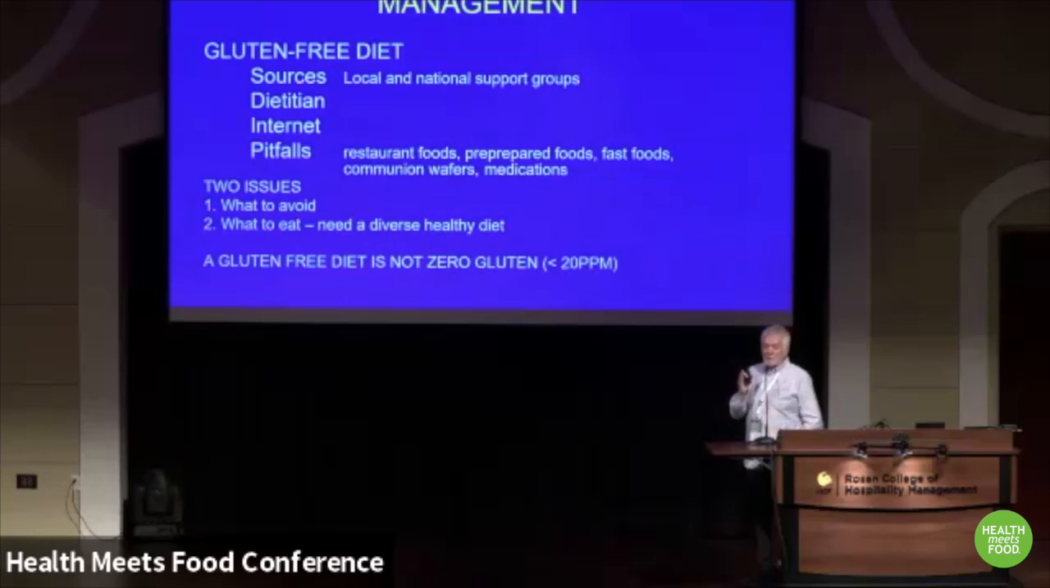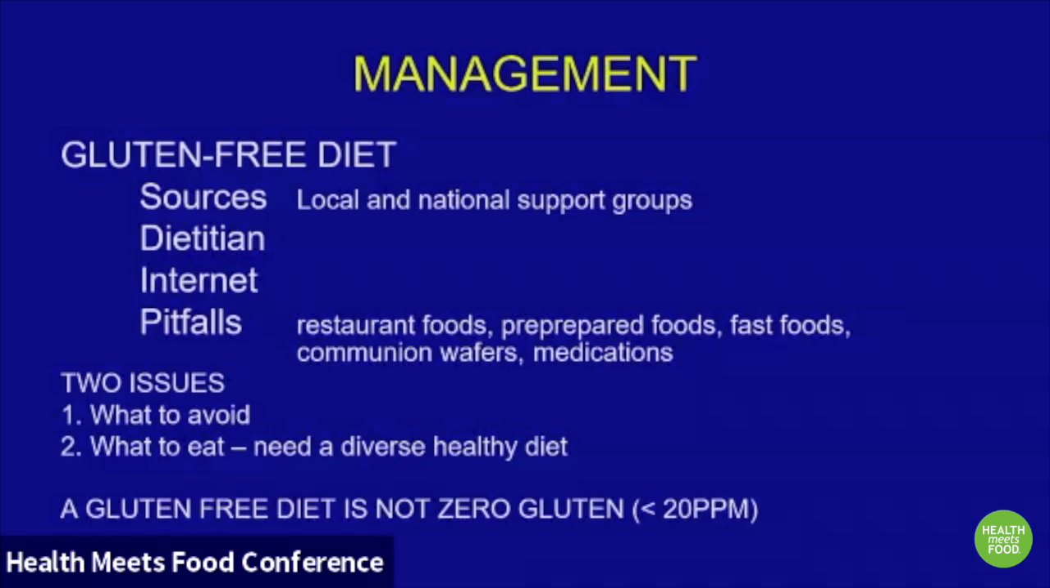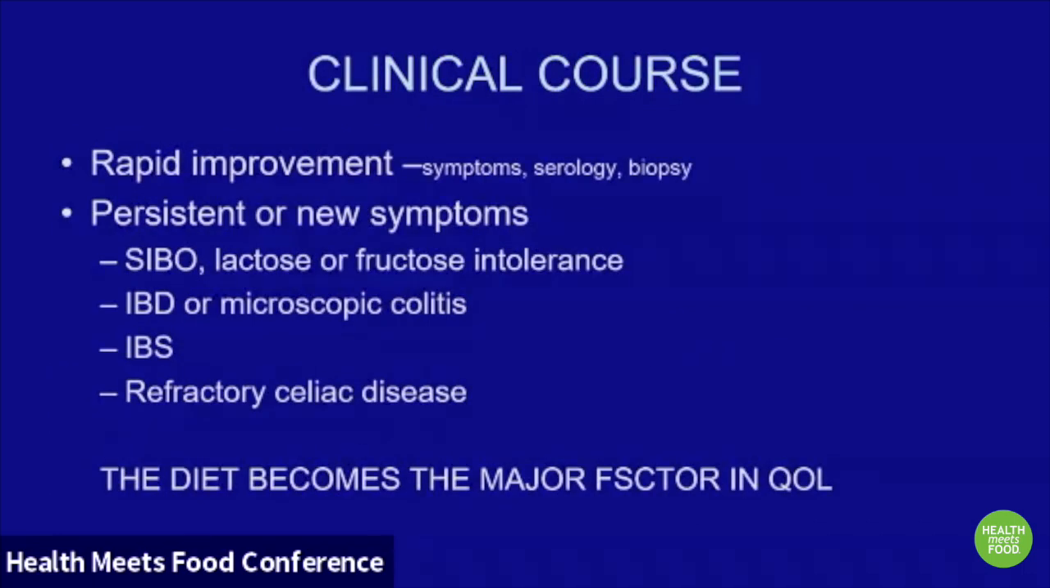One, knowing what to avoid, and that's pretty easy because you can read labels. But the most difficult part is knowing what to eat, because people mainly eat rice-based products, and rice is not a very nutritious grain. And you've got to remember that a gluten-free diet is not zero gluten. It's less than 20 parts per million.